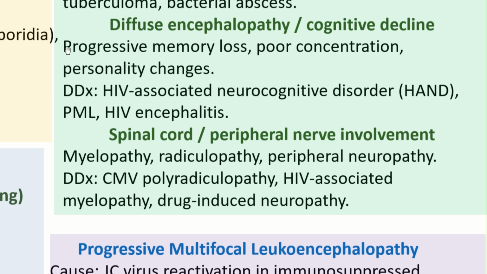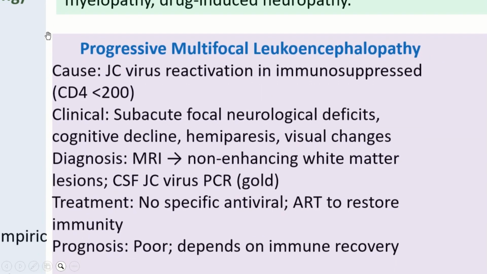Then the spinal cord or the peripheral nerve involvement. We can have someone having a myelopathy, a radiculopathy, and a peripheral neuropathy. A radiculopathy is a disruption of the nerve root, producing the symptoms. A myelopathy is affecting the spinal cord itself, producing symptoms. And a peripheral neuropathy, of course, is affecting the peripheral nerves themselves. So some of the things that we're going to have are a CMV radiculopathy from cytomegalovirus, HIV-associated myelopathy, and drug-induced neuropathy causing the peripheral neuropathy.